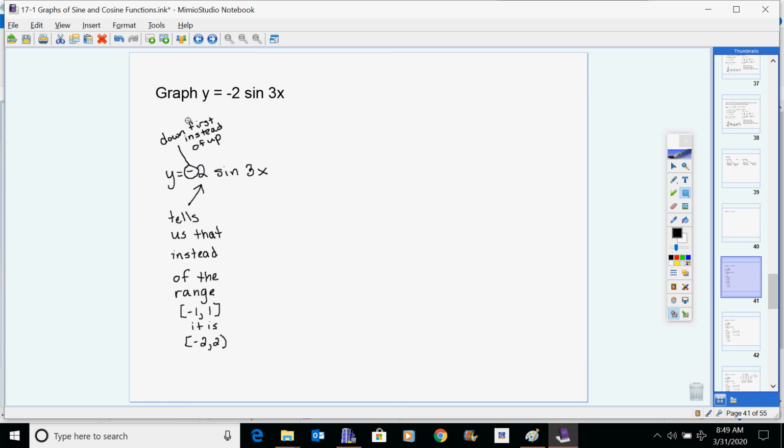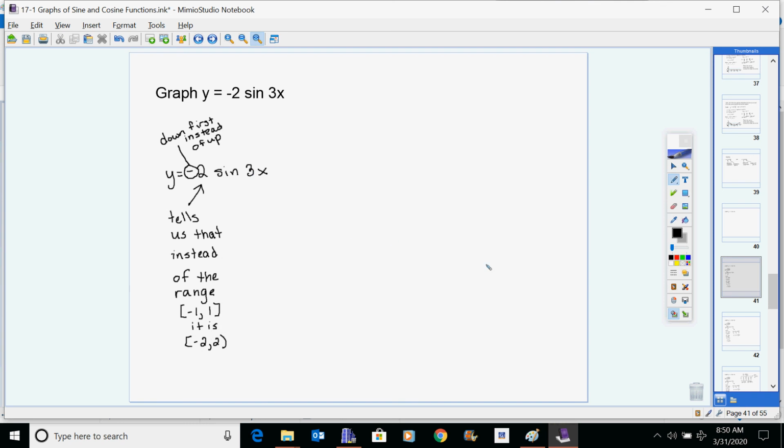Let's do that. The negative tells us, instead of starting at 0 and then going up, we're going to start at 0 and go down, because the negative flips it over. So instead of a normal sine curve, where we'd go up and then down, for this reverse sine curve, we go down and then up. Same pattern. This 2 tells us that instead of going from -1 to 1, we're going to be going from -2 to 2. This should be a bracket instead of a parenthesis right here. And it's not going to let me fix it, but that's okay. It's a bracket instead of a parenthesis.